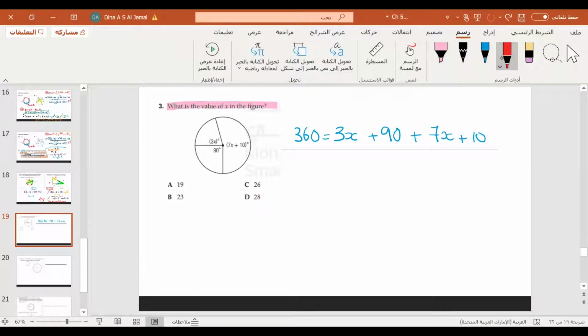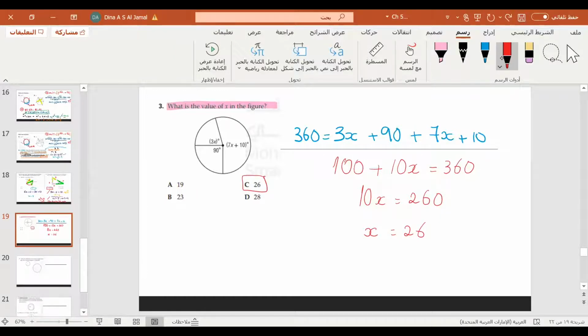Now you can solve this equation. You have like terms. So 100 plus 10x equals 360. Solving this equation, you will have 10x equal to 260. Divide by 10 on both sides. You will have x as 26, which is your C.